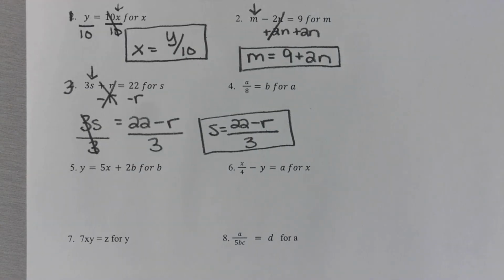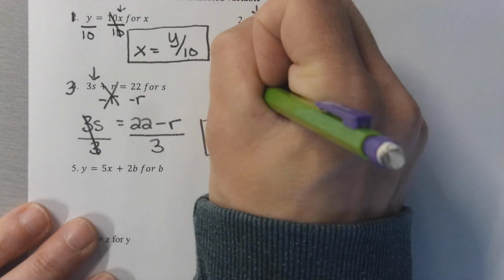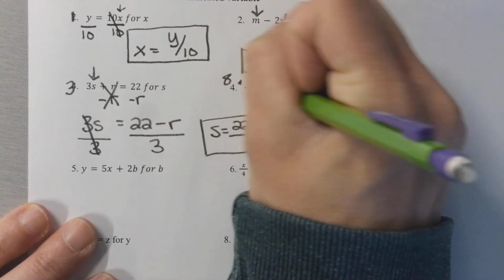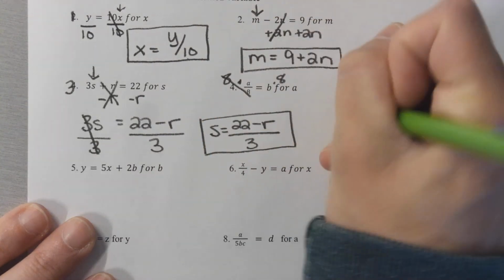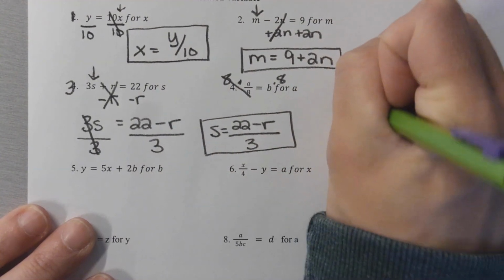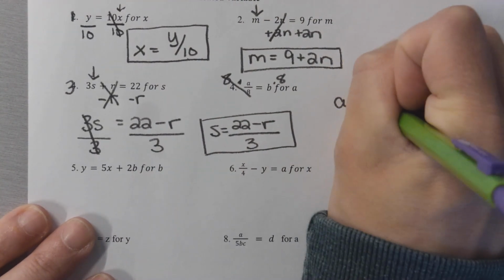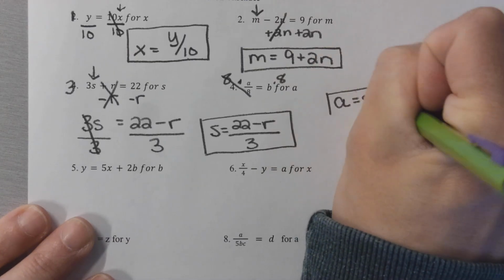4 is actually a little bit easier because it's only one step. If I want to get a alone, what's the one thing I have to do? Let's just multiply the 8 away. It's being divided by 8, and again, your brain should think the opposite. So it would be a equals 8b. 8b, correct.